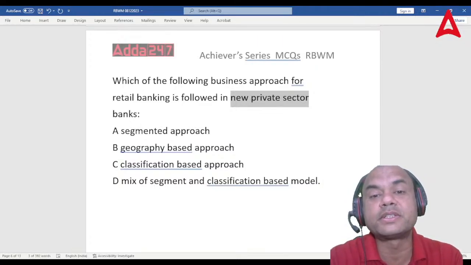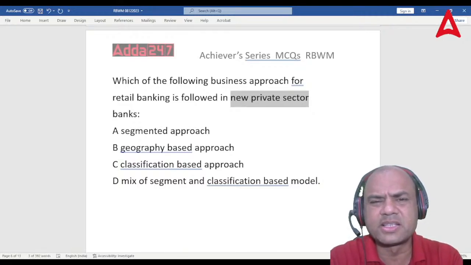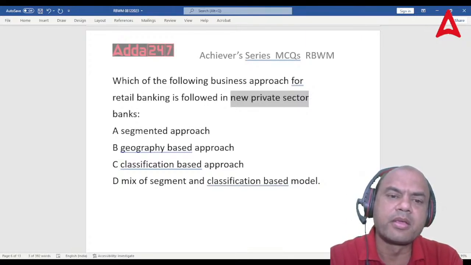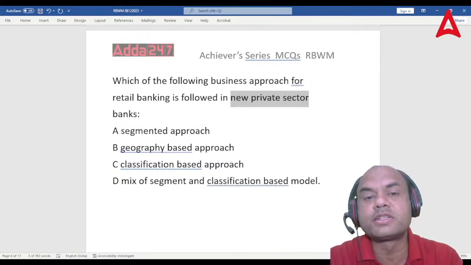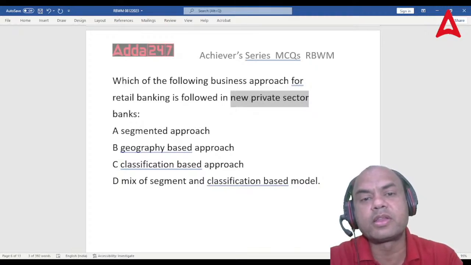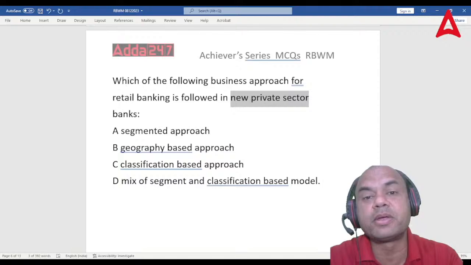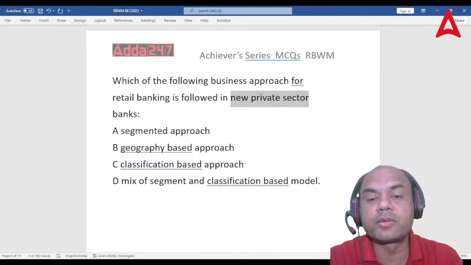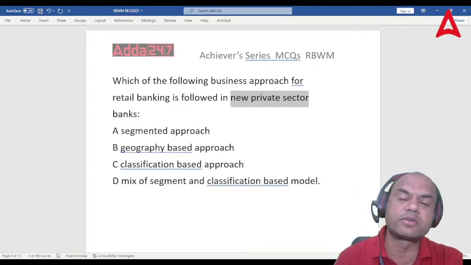For that, new private sector banks came in. In 1994, these banks generally came in. Some came somewhat earlier also, but generally 1994. When they came in, they changed the whole scenario of banking. Now we see online banking, and we are shifting more towards app banking. Why is it? Because of the competition given by these private sector banks. So now, which business approach for retail banking is followed by these new private sector banks? What should be the answer over here?